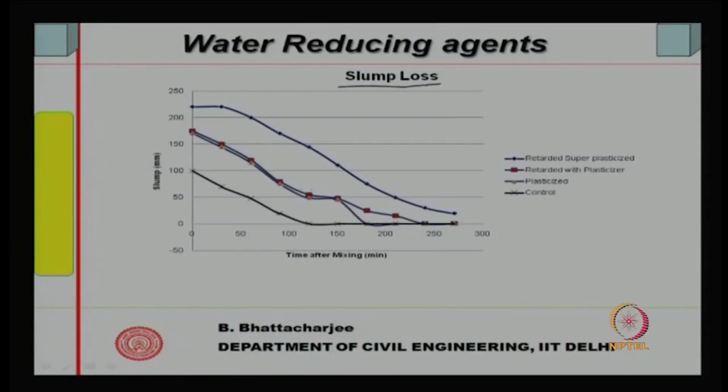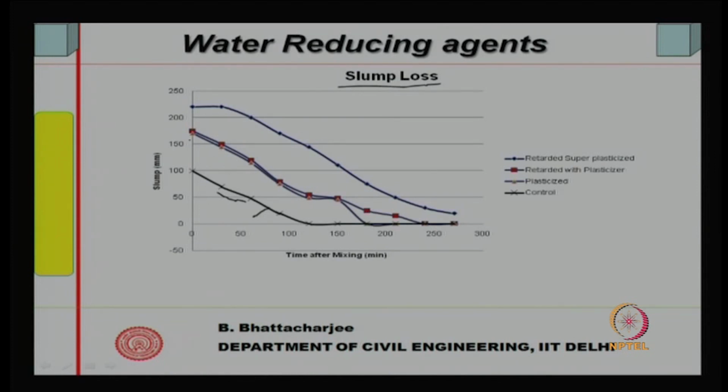So, setting time of the concrete here is important, and supposing you have control, this is your control concrete without anything. So, control concrete is here. Here is a slump, and this slump became practically 0 after, let us say, some time, say 100 minutes, 125 minutes or 120 minutes after mixing. Now, you have plasticized one, that is this line, just plasticized.